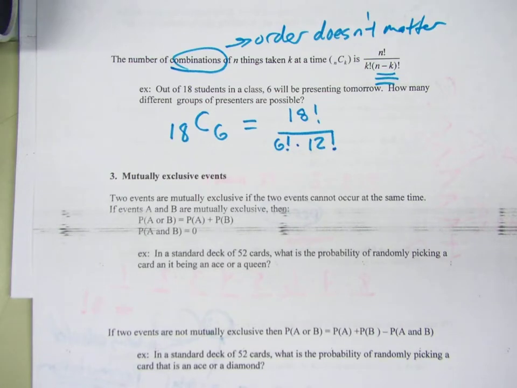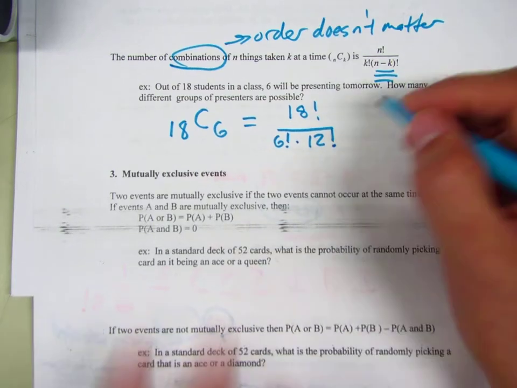Now, if this problem were worded, we have 18 students in class, and 6 are going to be assigned specific roles, a group leader, note taker, spy, I don't know, all these different things that you can do in a class, right? Now it's not a combinations problem anymore, it's a permutations problem because they're assigned specific orders or specific spots to fill. Does that make sense?